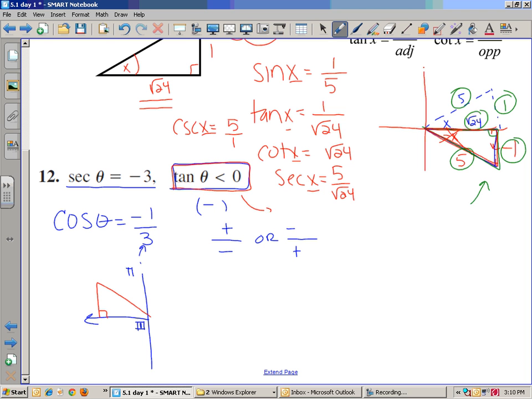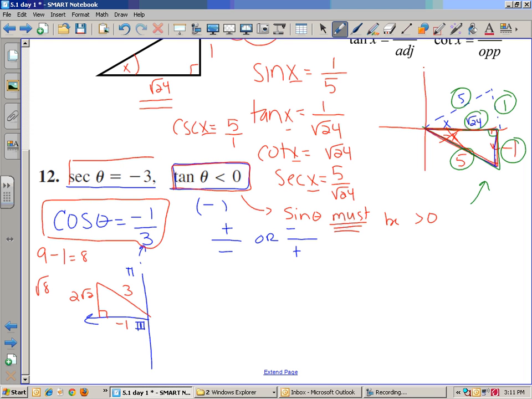That is telling me sine of theta must be greater than 0. Okay, so I want to draw my triangle. So this is negative 1, this is 3, and so 9 minus 1 is equal to 8, and then the square root of 8 is 2 root 2. So now I already have cosine, I already have secant, I'm going to need the sine of theta, the cosecant of theta, the tangent of theta, and the cotangent of theta.